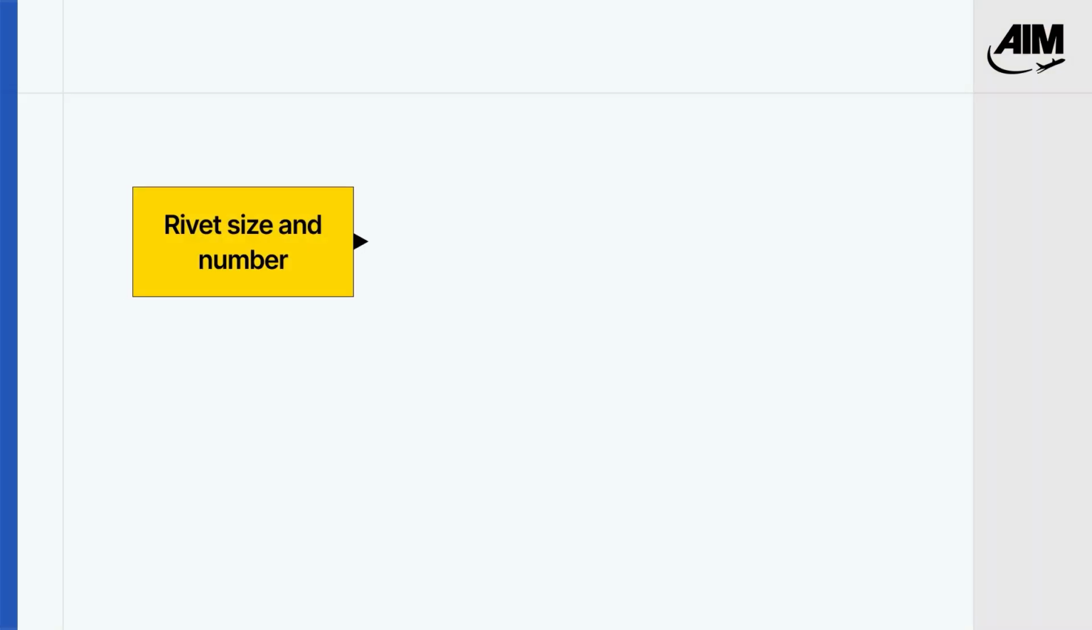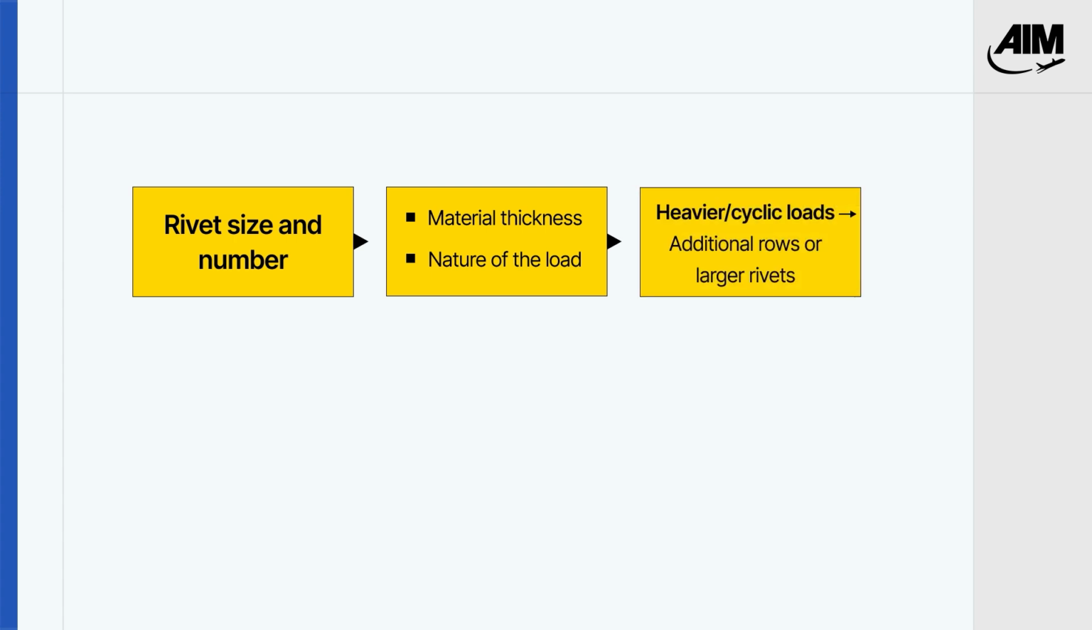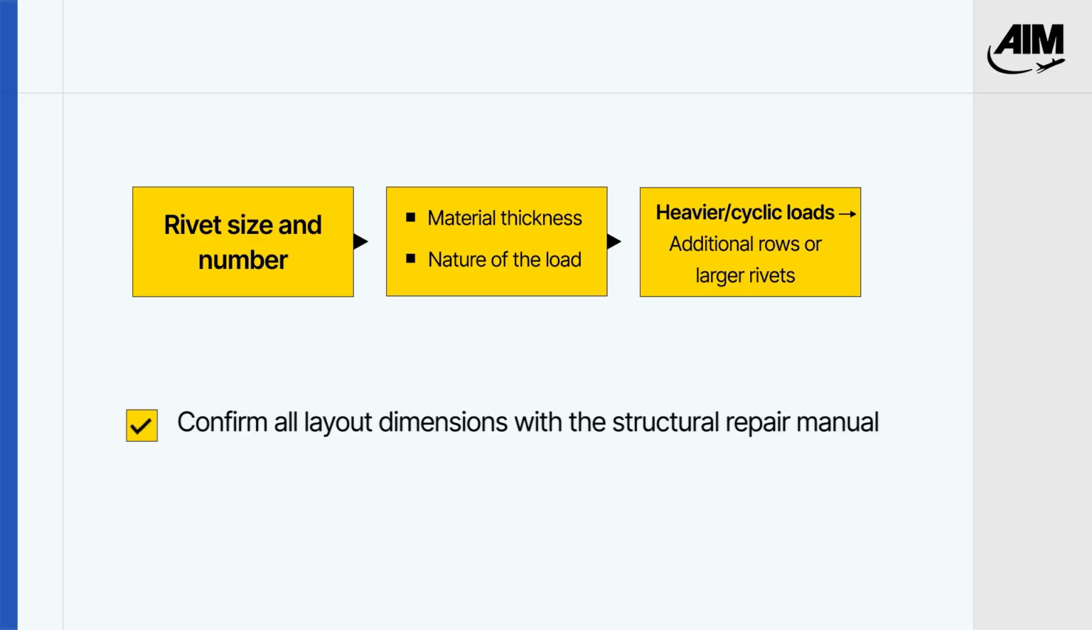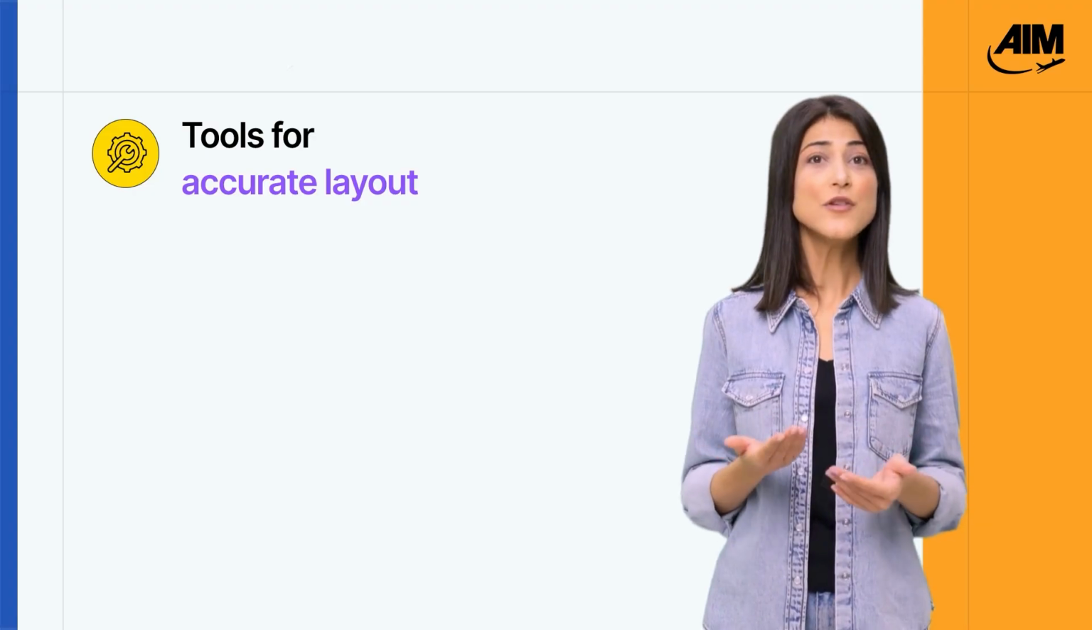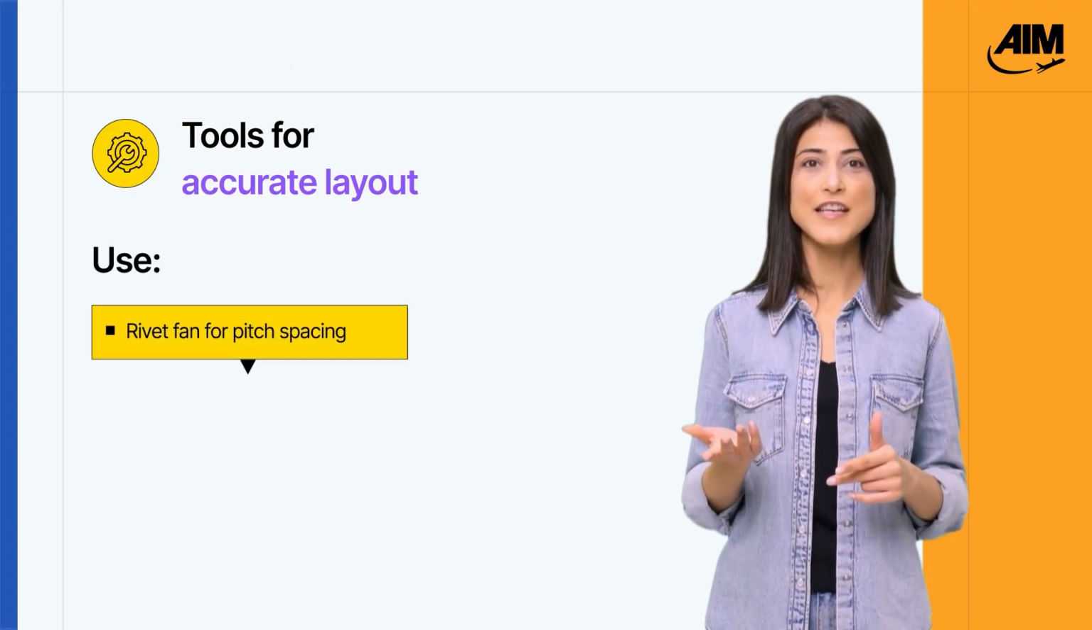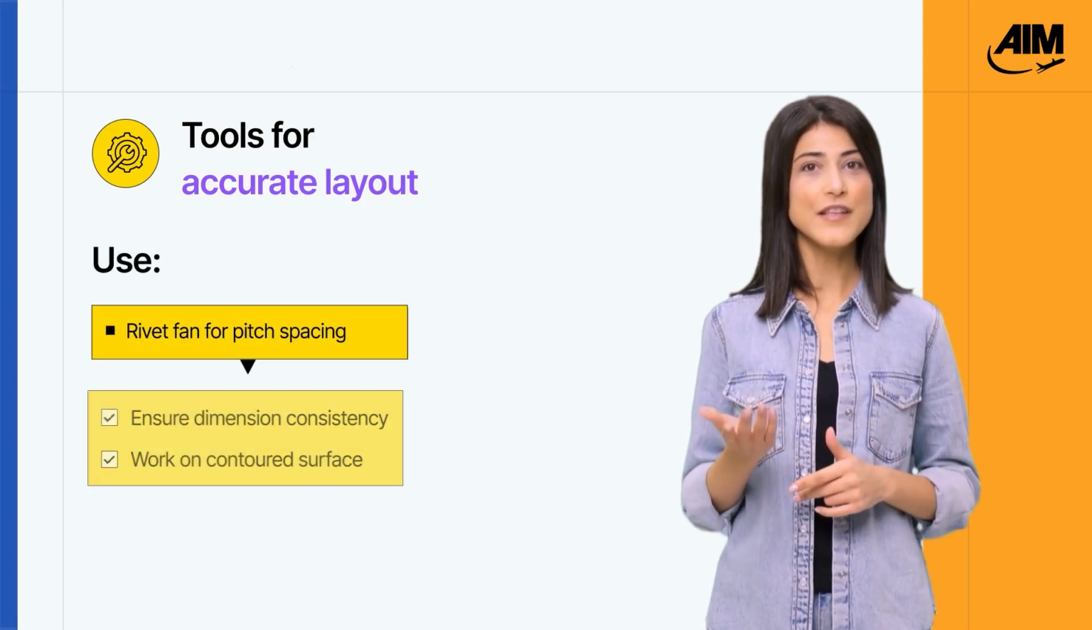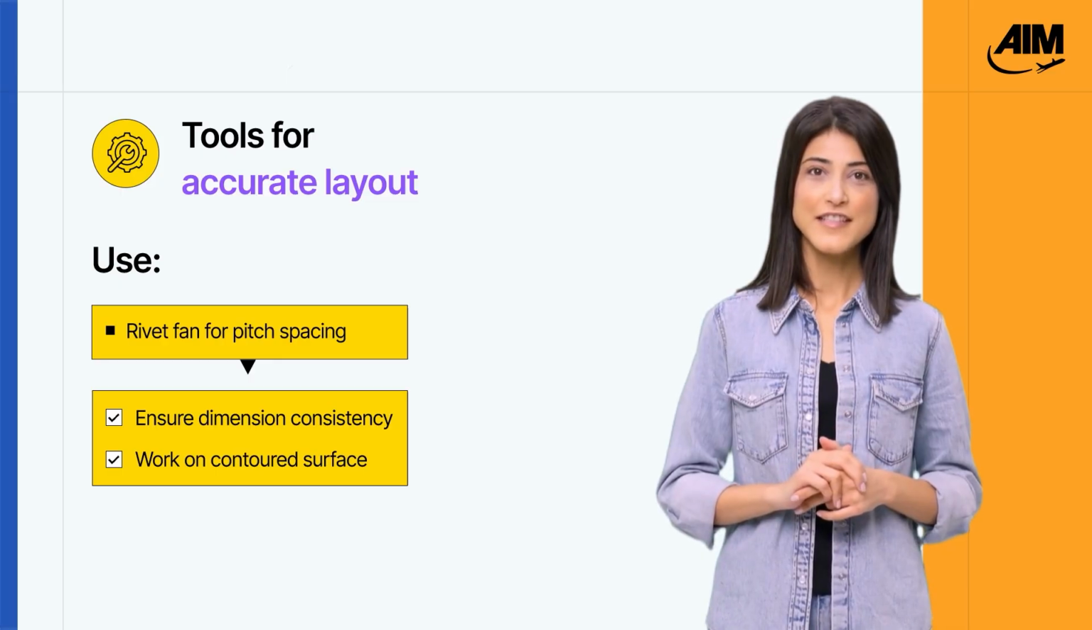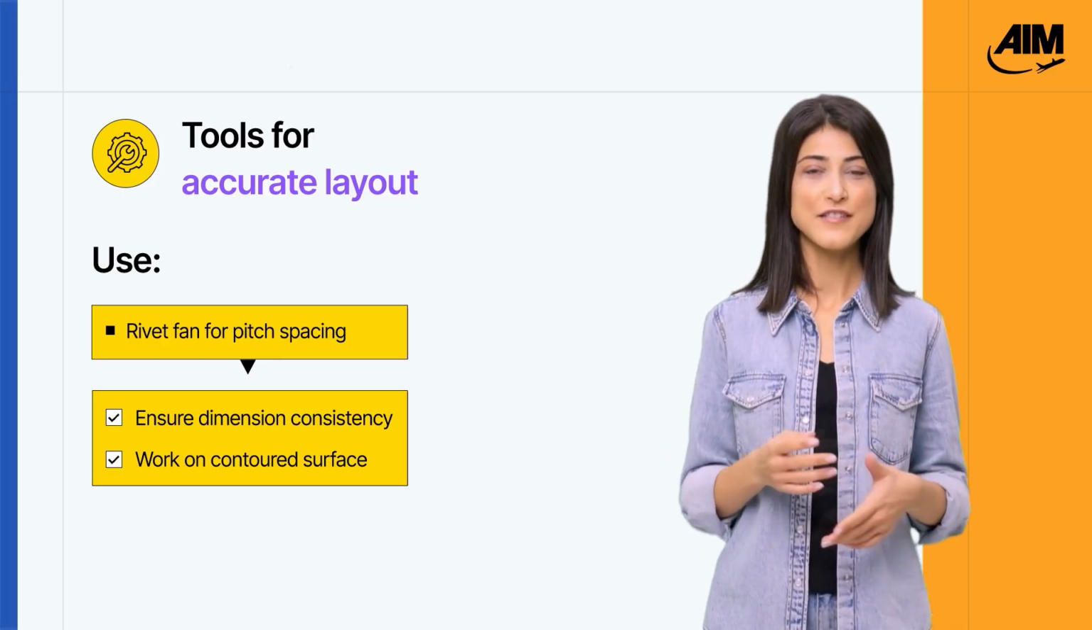The required rivet size and number are determined by material thickness and the nature of the load. Heavier or cyclic loads demand additional rows or larger rivets. Always confirm your design with the structural repair manual before layout. To mark out your rivet pattern accurately, use a rivet fan spacing template for pitch. This tool ensures dimensional consistency, even on contoured surfaces.